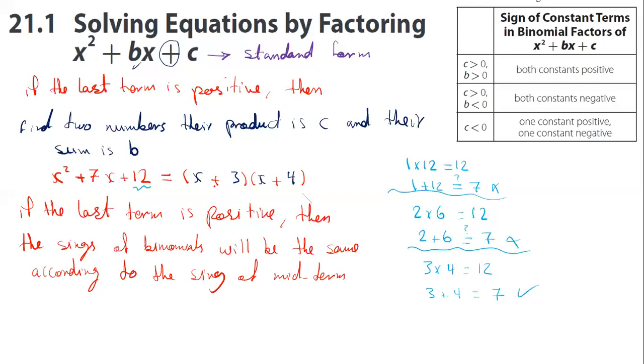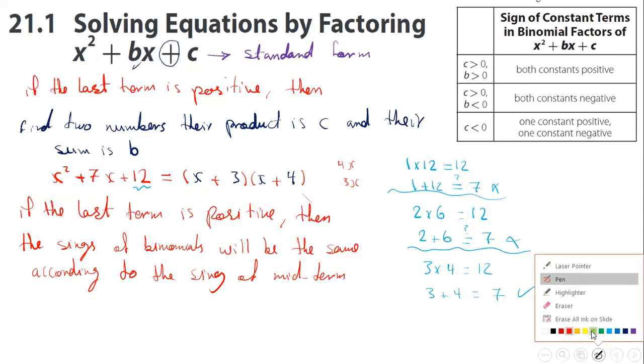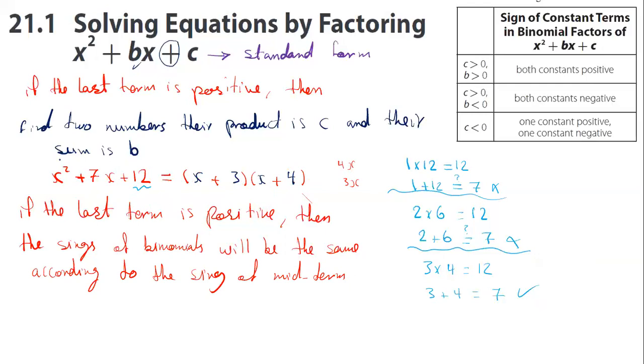You can check your factorizing. X multiply x, x squared. X multiply 4, 4x. 3 multiply x, positive 3x. 3 times 4, positive 12. But the most important part here is the midterm. I add 4x plus 3x and you will find positive 7x. So your factoring is correct.